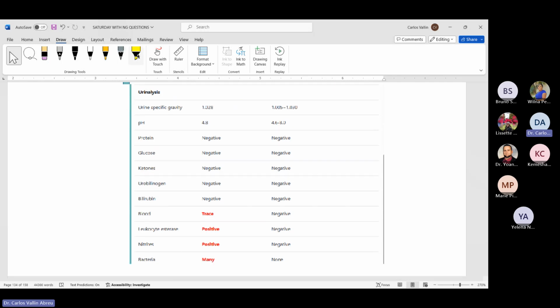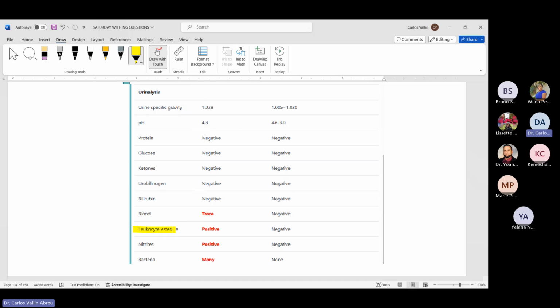Let's see the urinalysis. That should be the first test to investigate infection. The specific gravity is normal, which doesn't suggest dehydration. The pH is acid. This is a normal pH for the urine. The urine can be very acid. Protein negative, glucose negative, ketones negative, urobilinogen, which is a derivative of the bilirubin, negative, and negative. But then we have traces of blood. Trace means a little amount.